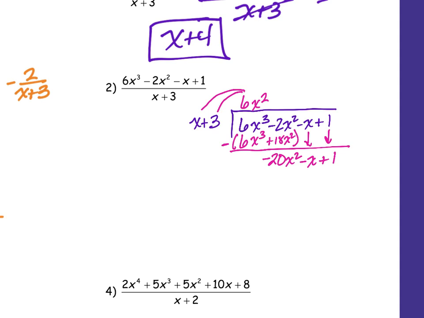Now I ask myself, what do I multiply x by to get negative 20x squared? Well, that would be negative 20x. And now I'm going to distribute that negative 20 to both terms. So negative 20x times x is negative 20x squared, and negative 20x times 3 is negative 60x. And then, of course, I'm going to subtract it.